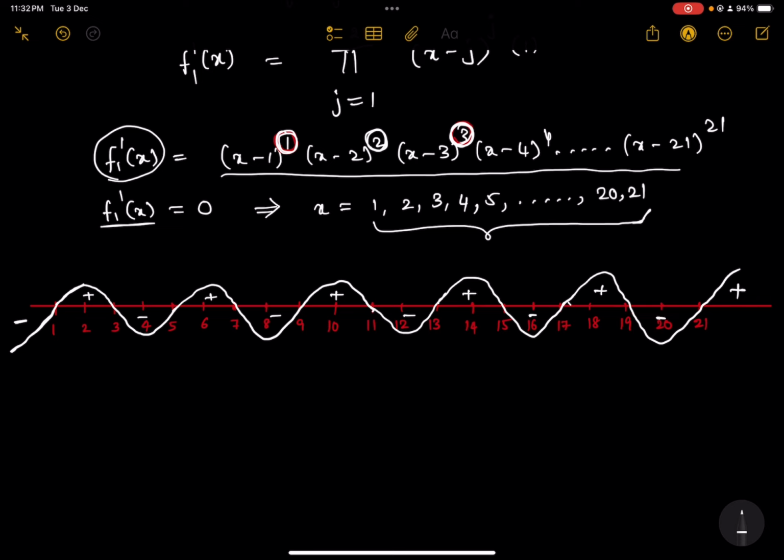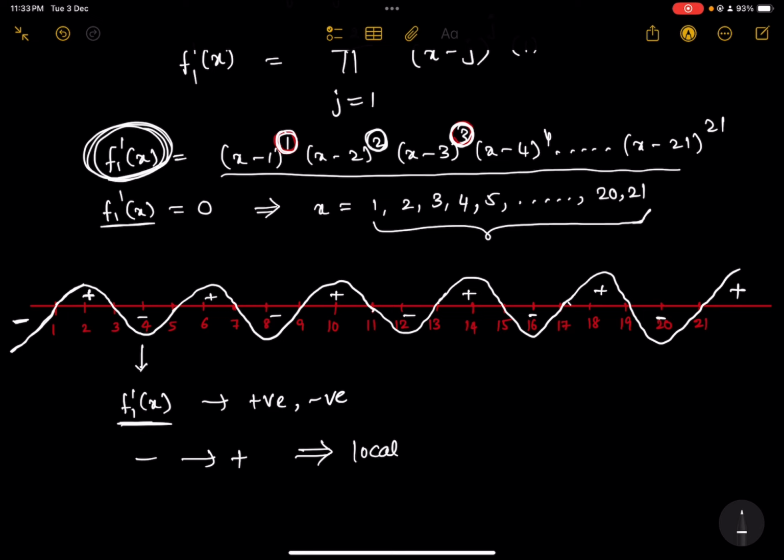You can check this. You can put any value between 1 and 3, you will get a positive value for f1 dash of x. Similarly, you can check for other values also. So this is the behavior of f1 dash of x. It will just tell you whether it is positive or negative. Alright. So f1 dash of x is the slope. So when it goes from minus to plus, there will be a local minima at that point. If it goes from minus to plus, that means that particular point is a local minima.